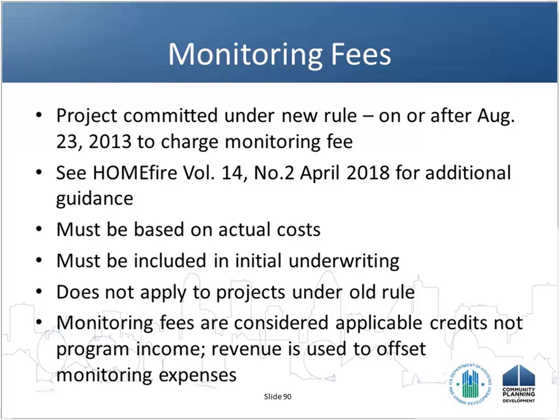So you would need a way to be able to track: my monitoring expenses are $100,000 per year. I've collected $50,000 in monitoring fees, and so I would not be charging HUD more than $50,000, which is that gap not covered by my monitoring fees. So you can't essentially double dip and collect a monitoring fee and charge your admin account on that.